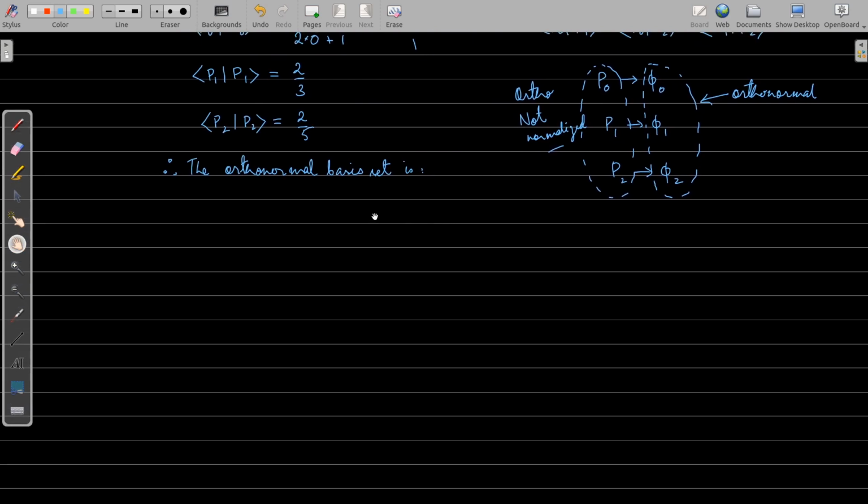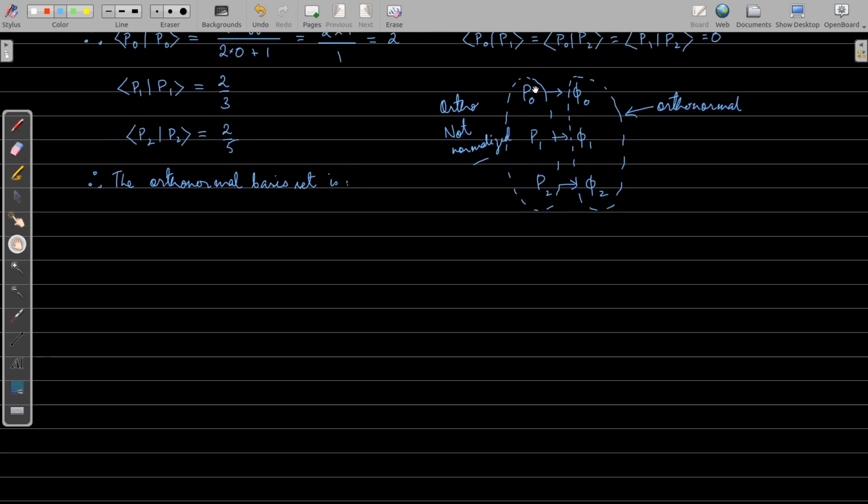That is very easy. We just have to divide P0 by its own norm. For instance, if I want to find out phi 0, then all I need to do is take P0 and divide P0 by the norm of P0.